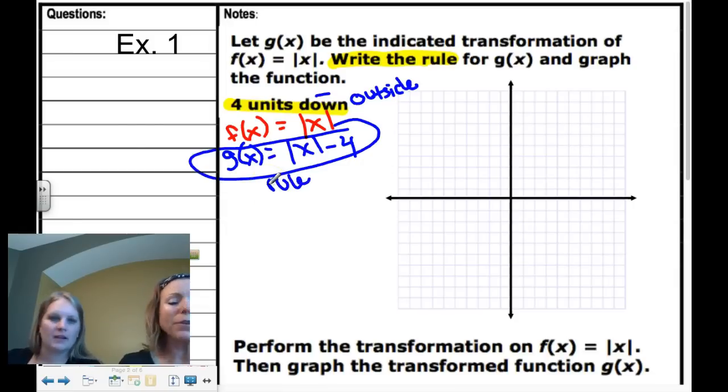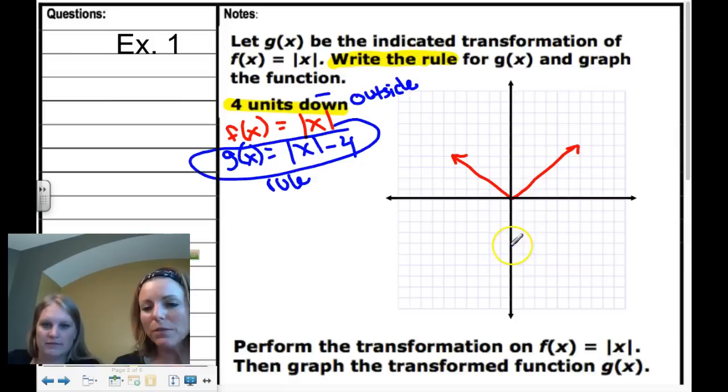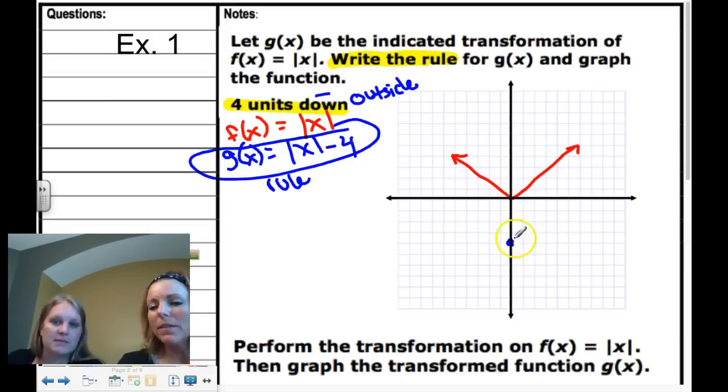Now let's graph the original. Should we do that in red? Okay, we're going to do our best here. Notice when it says it's moving 4 units down, the vertex is moving down 4. So we count 1, 2, 3, 4, put our dot, and then keep the same shape. It doesn't have to be any more scientific than that.